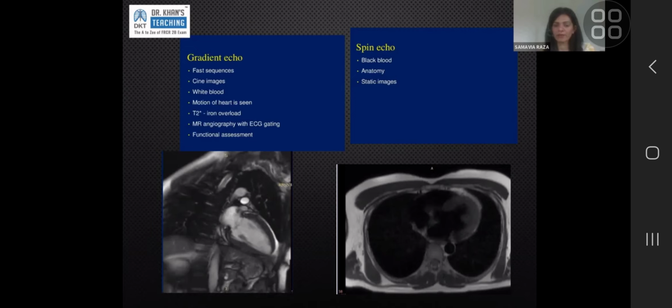Spin echo is black blood imaging. It is used for static imaging. It gives you information about the anatomy.